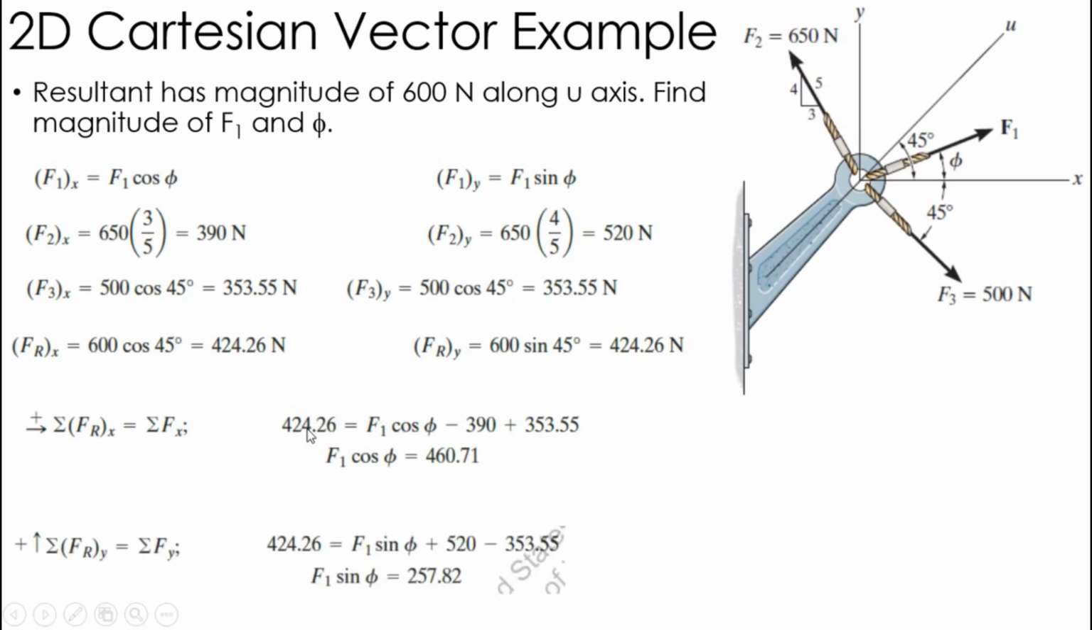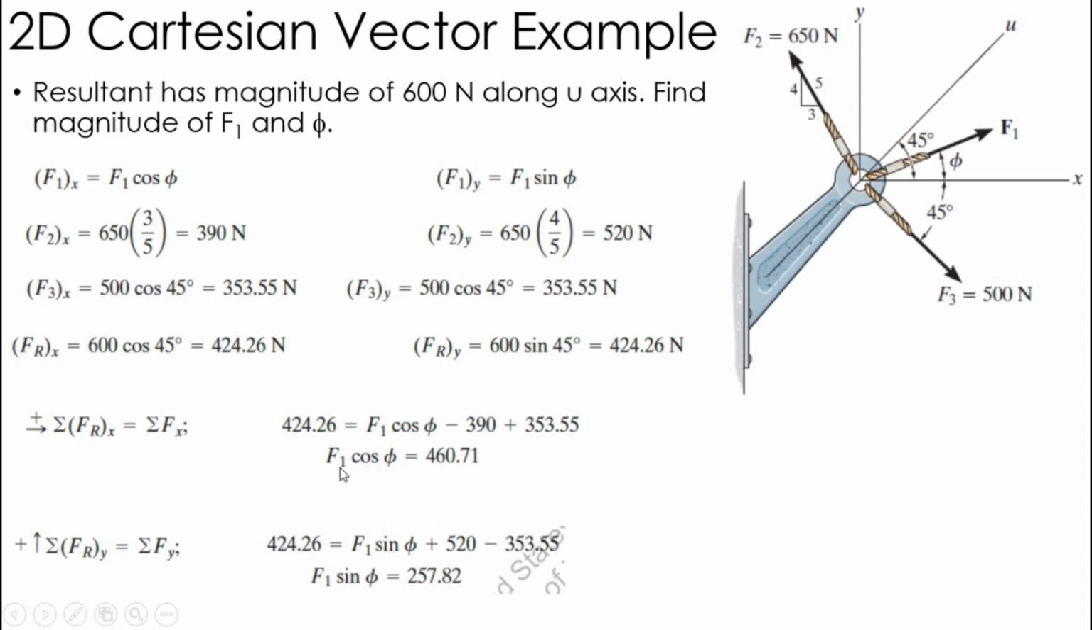I do the same thing in the y direction, where my resultant in the y direction is 424.26, again because I'm at a 45-degree angle. It's the same. Then I'm going to have F1 sine of phi plus 520, which is the y component acting upward for F2, minus 353.53, and that's because this 500 newton force is acting downward in the y direction at an angle of 45 degrees. So that's my other equation. Solving that for F1 sine phi, I get 257.18.